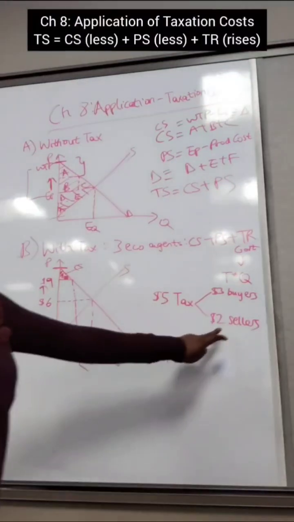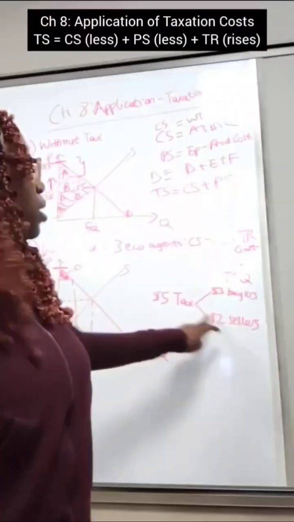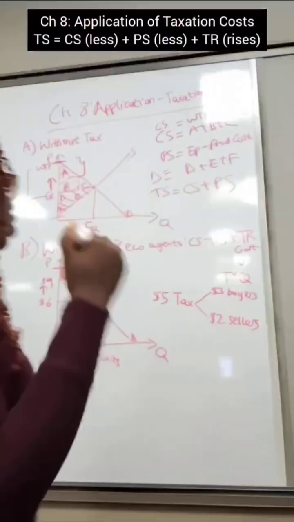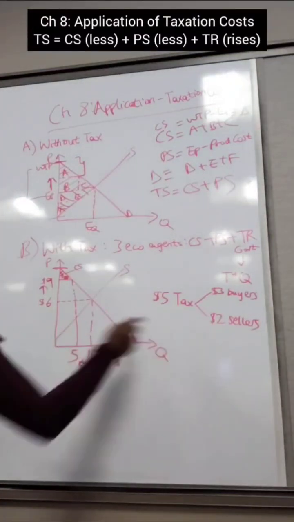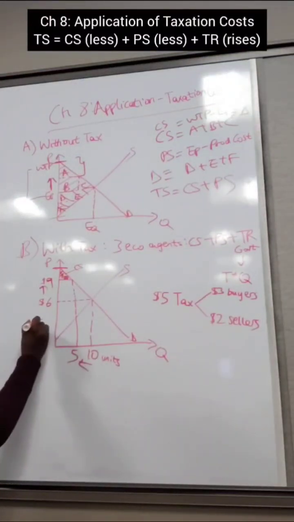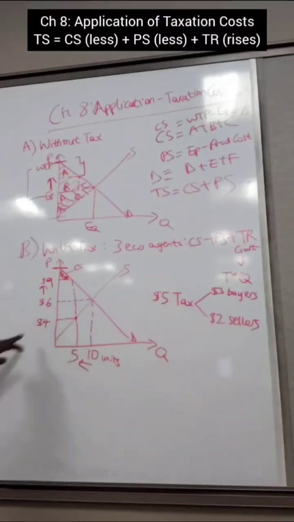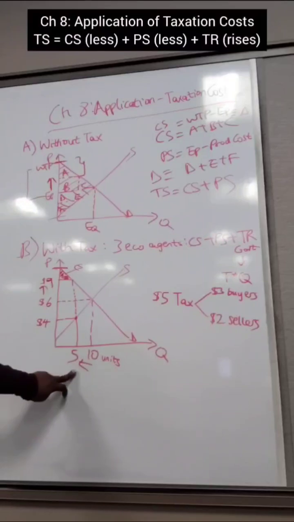Okay, now how about the sellers? The sellers have to bear $2 out of the $5 tax, and what that means is that they're going to receive less money, right? Because they have to pay their portion to the government. So if the sellers are receiving $2 less, then that would mean the sellers are only receiving $4. Okay? So now the sellers are receiving $4 and only 5 units of the good are being sold.